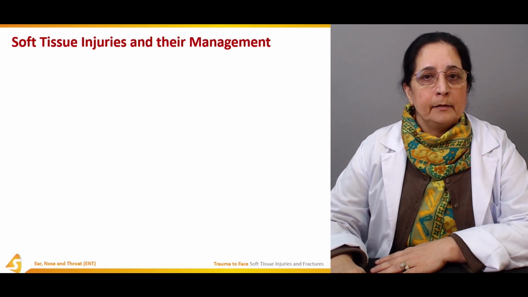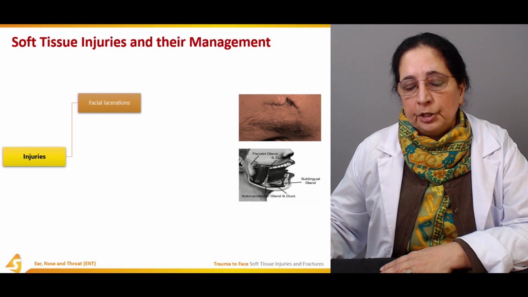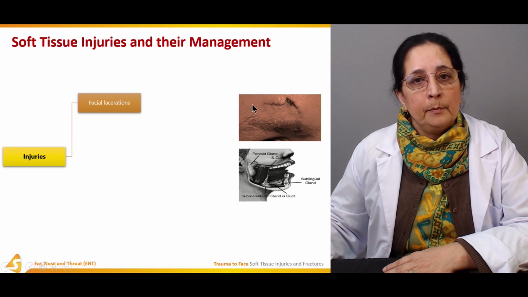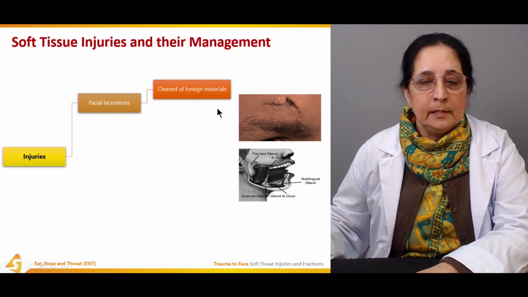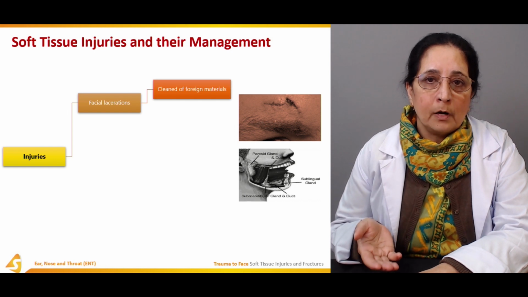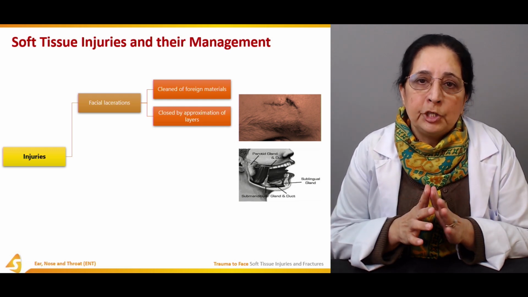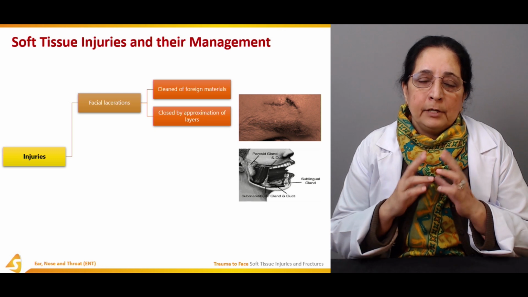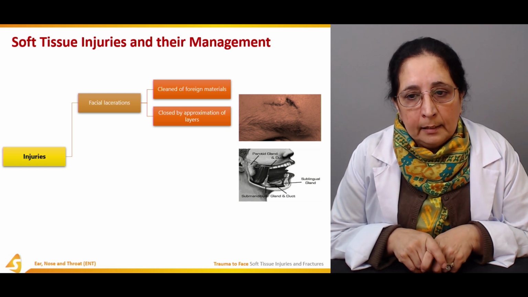Soft tissue injuries and their management. Injuries can be like facial laceration. Here you can see laceration is torn skin. It is usually repaired by suturing. The facial laceration is cleaned of foreign material. So before suturing or treating, it should be cleaned properly to remove any foreign material that can be present. Then close by approximation of layers. Proper approximation of the layers is important. If the edges are not clean and are ragged, we should cut and clean the edges, and then proper approximation of the layers is done.